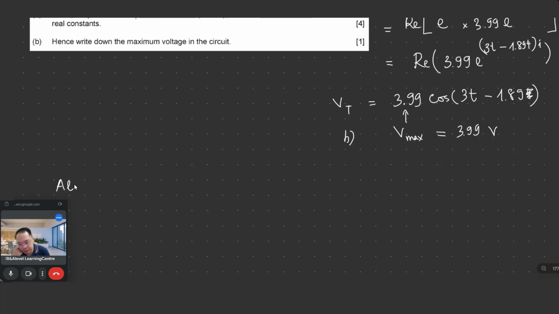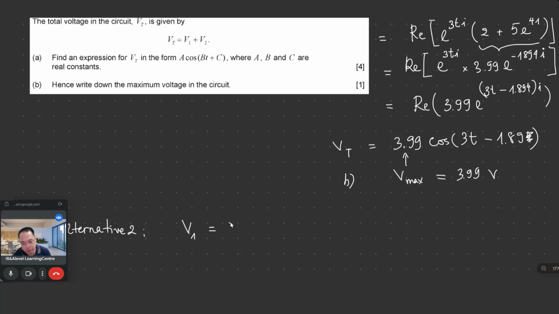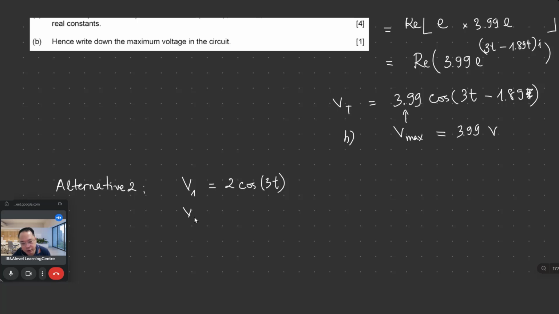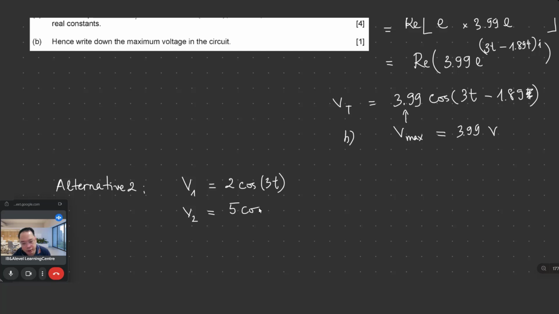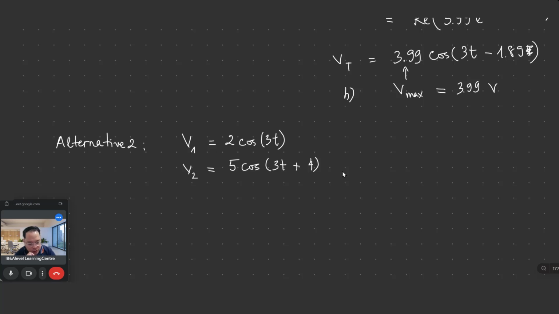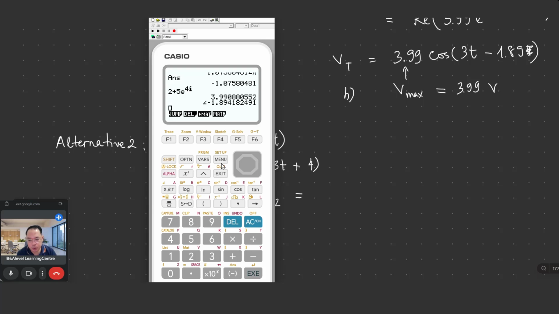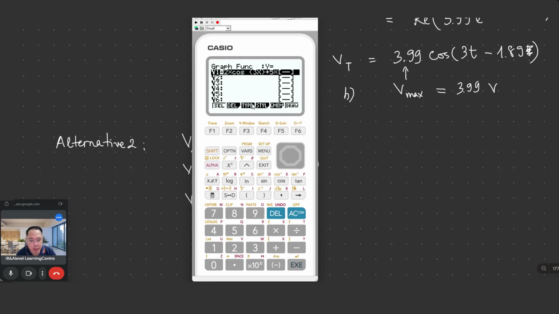In the second method, we will represent V1 as the cosine function, which is 2, the maximum voltage of V1, times cosine of 3t. And V2 similarly, the maximum is 5, times cosine of 3t plus 4. Now we can use the calculator to find the sum of V1 and V2. The sum will be found by using the graphing function on the calculator. We will go to the menu graph and then enter the function.